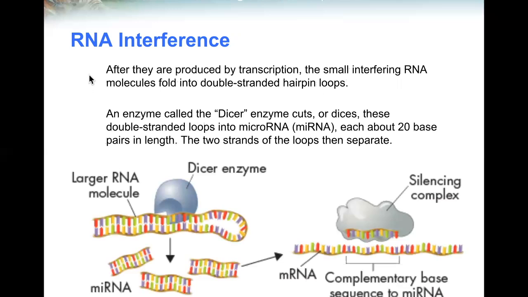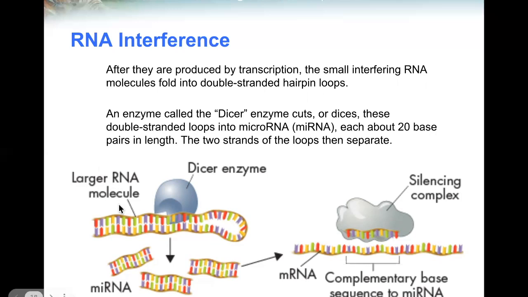After they are produced by transcription, the small interfering RNA molecules fold into double-stranded hairpin loops. An enzyme called the dicer enzyme cuts, or dices, these double-stranded loops into microRNA, miRNA, each about 20 base pairs in length. The two strands of the loops then separate.